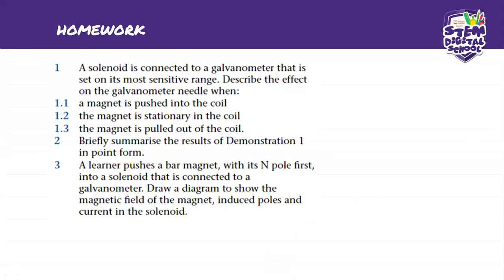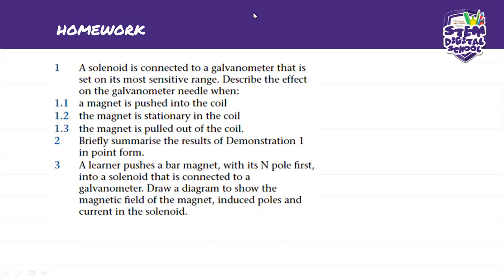It says a solenoid is connected to a galvanometer that is set on its most sensitive range. Sensitive range means the galvanometer, remember we spoke about it yesterday, is a measuring device used to sense electric current. Here they said it's set on its most sensitive range, so it can detect the slightest electric current flowing in a solenoid. So describe the effect on the galvanometer needle when, number one, a magnet is pushed into the coil.